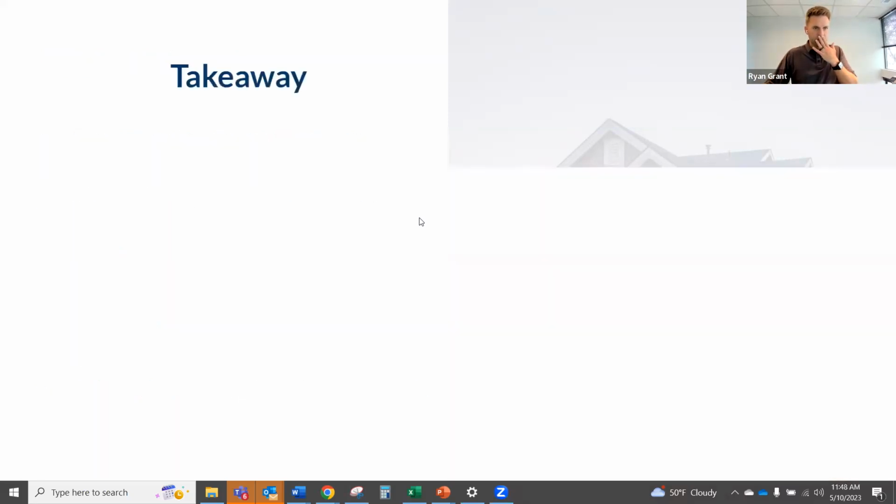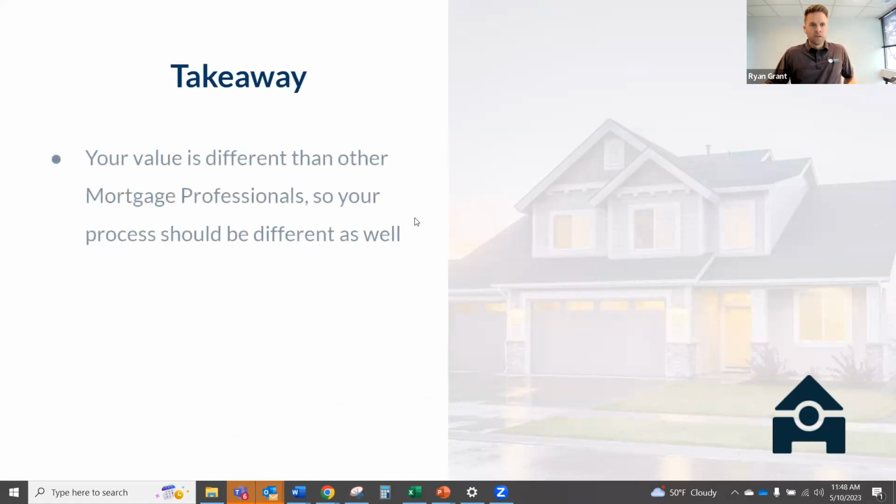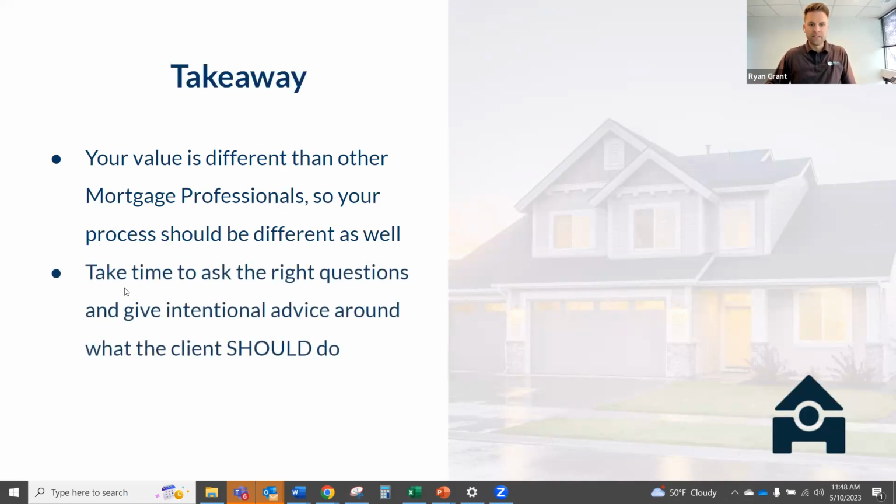So, takeaway here: if you do this, assuming that you do it this way, your value will be untenable. It won't even be close to what other mortgage people are doing, right? And if that's the case, your process has to be very different. So this is kind of a backward statement, right? If you do it, you're going to be the most valuable person you can be. And then just continue to take time to ask the right questions, give advice on what the client should do, and what's going to be in their ultimate best interest.